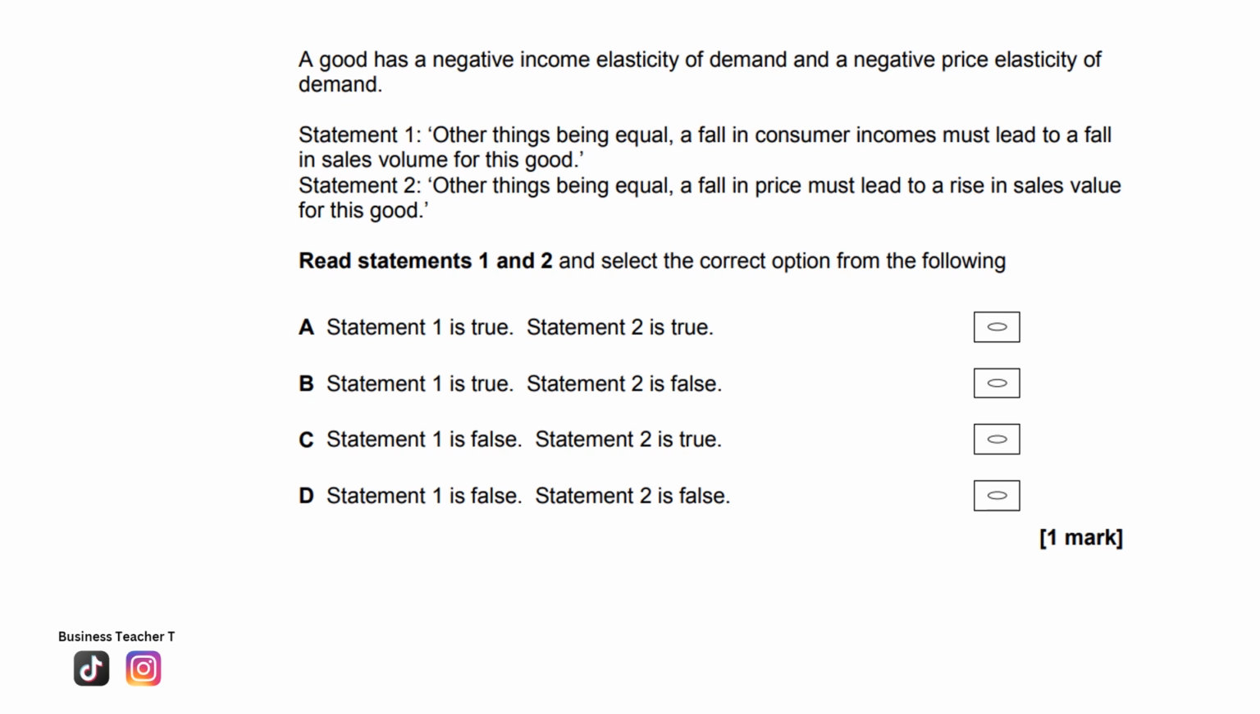A good has a negative income elasticity of demand and a negative price elasticity of demand. Statement 1. Other things being equal, a fall in consumer incomes must lead to a fall in sales volume for this good. Statement 2. Other things being equal, a fall in price must lead to a rise in sales value for this good. Read statements 1 and 2 and select the correct option from the following.